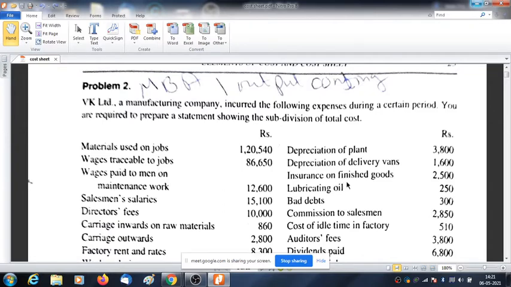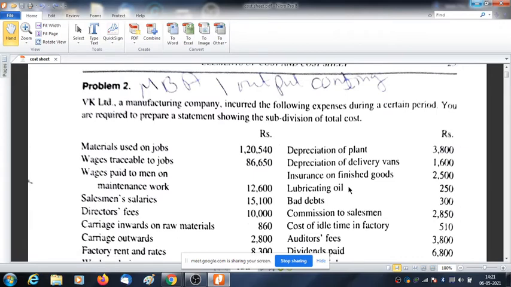Next comes insurance on finished stock. Under which head would it come? Office and administration? No. Finished goods means the goods that have been finished, and you are using finished goods to sell. So insurance on finished goods will come under selling and distribution.